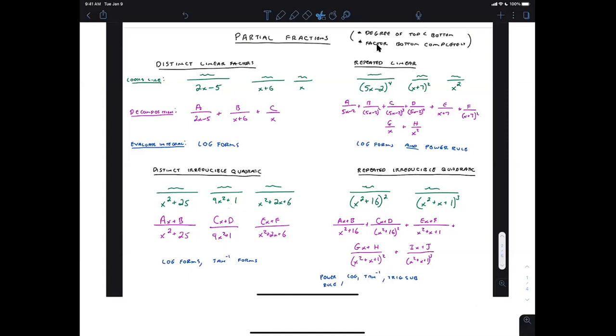Right before that, we're going to go through what happens if the degree of the top is not less than the degree of the bottom. We need to be able to handle those cases. And then before that, I just want to look at a general decomposition problem. So we're going to start with that first.